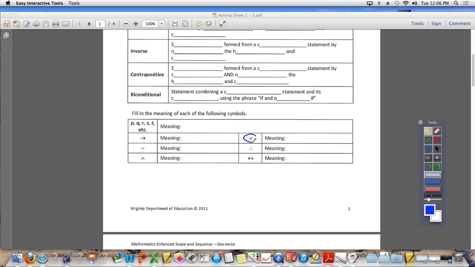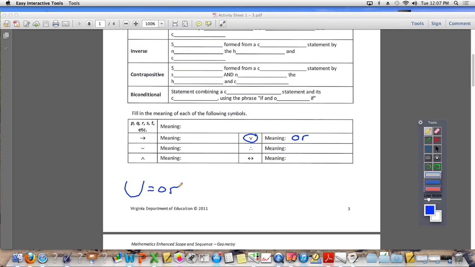See this symbol right here? It looks very, very similar to that U that we talked about. So U, this is a V, but it means the same thing in this context. So this symbol right here means or. Union, this U meant or, so does the V.